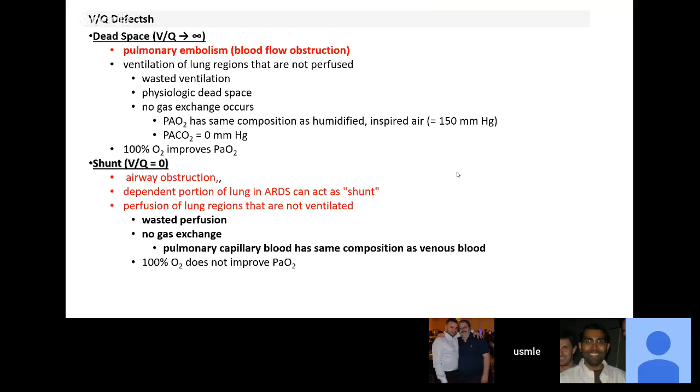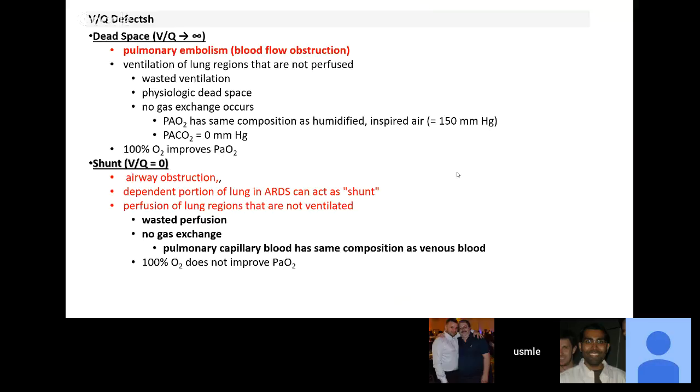There's no perfusion, but there's ventilation going on. There's air there, so this is wasted ventilation, and you call that physiological dead space. But the big problem is there's no gas exchange whatsoever. And remember, the physiological dead space is going to be 150. So the PO2 and the overall CO2 are going to be 0 as there is not much oxygen going on here.